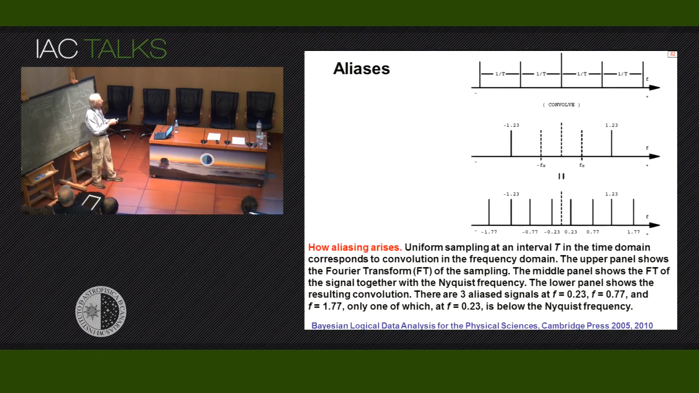So now if you convolve this, this is the spectrum that you would expect to observe, at least, you know, you expect to observe the positive frequencies. And so here you get, let's see, one at 0.23, one at 0.77, and one at 1.23, and then 1.77. And only one of these falls below the Nyquist frequency. And so this is the only one that you would be inclined to think was real, but in fact the true signal is up here. So it's not even a real signal. So that's what happens with uniform sampling.